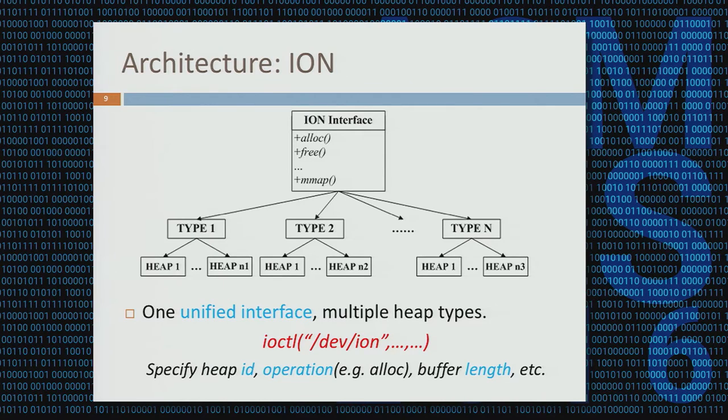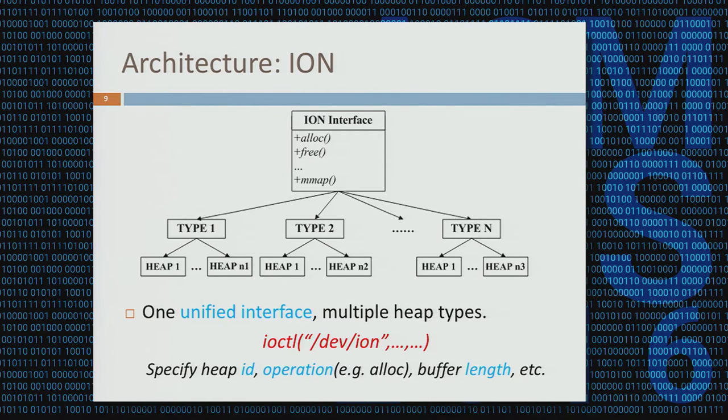Okay, let's take a look at the basic architecture of ION. Basically, ION maintains some memory heaps, and each memory heap belongs to a certain heap type. Different heap types can manage different kinds of memory. For example, some heap types may manage physically contiguous memory, but some may not. Different heap types have their own ways to manage the memory.